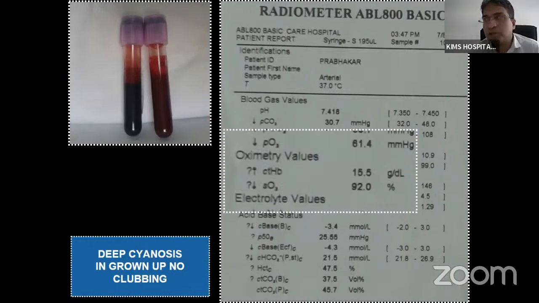So this child was found to have methemoglobinemia, and how do we differentiate methemoglobinemia in an adult? In adult methemoglobinemia, because the PO2 is maintained, there won't be any hypoxia per se in spite of severe cyanosis.